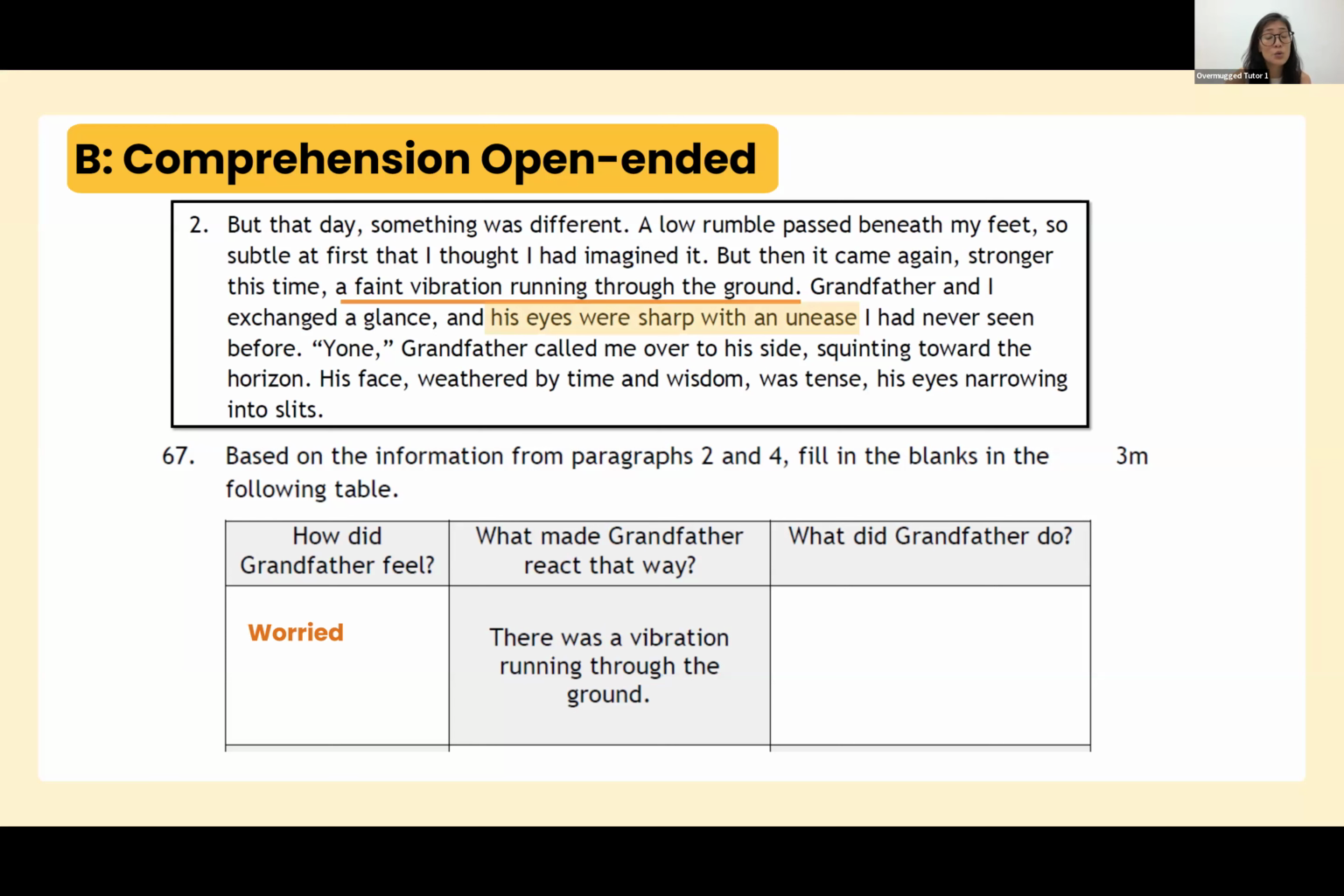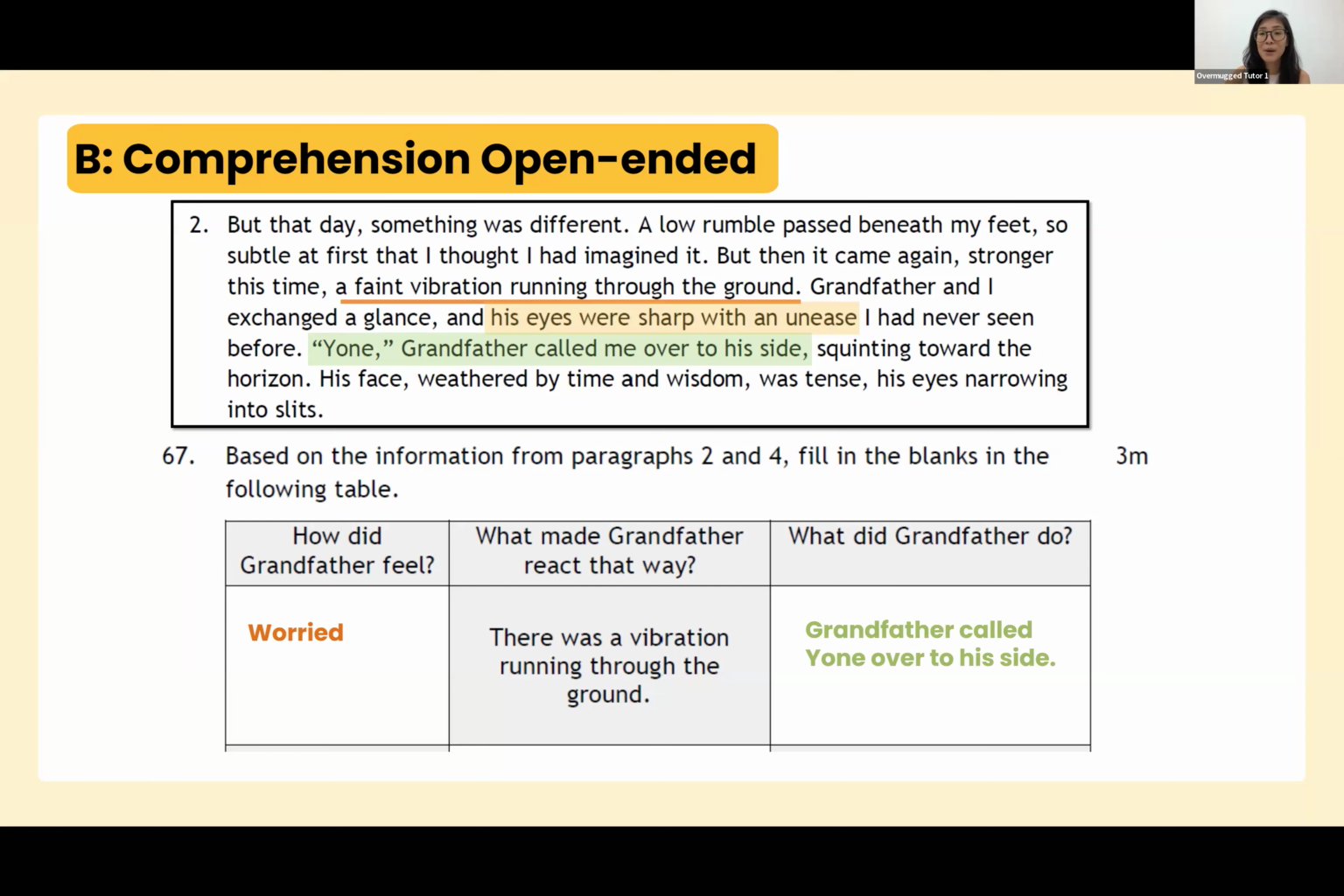That leads us to the next one. What did Grandpa do? So look again at paragraph 2. When Grandpa was worried, what did he do? He called Yone over to his side. In this case, you cannot simply copy the clue and put it into your answer. You need to do a reported speech. So this would be the best way to phrase it. Grandfather called Yone over to his side.